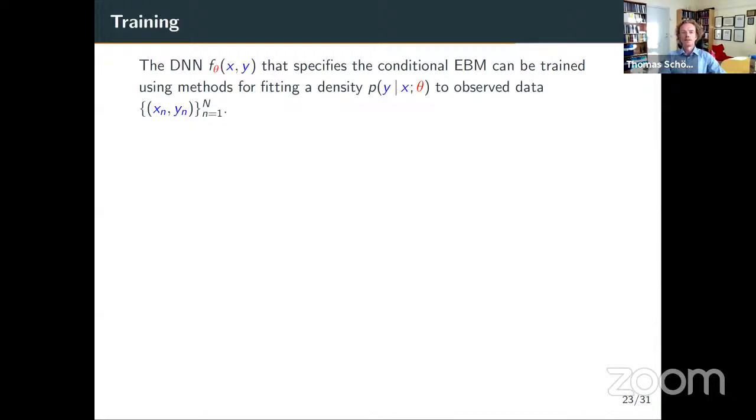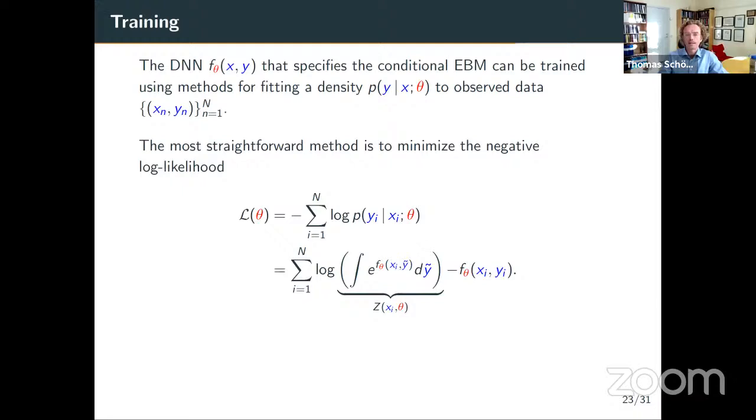So the training part is to basically figure out the deep neural network that we need. And again, the most straightforward method to do this is the negative log likelihood. There are several other methods. I'll briefly mention one for now, but there are definitely more. And we did a systematic study of 6 different approaches to this, but I'm mentioning 2 of them here. So minimizing the negative log likelihood, of course, we then end up having the integral in here, which we refer to as z. So that's problematic.